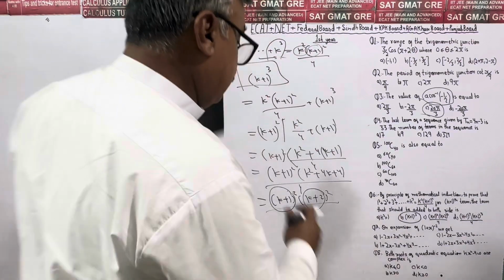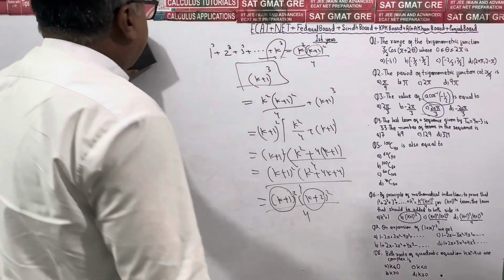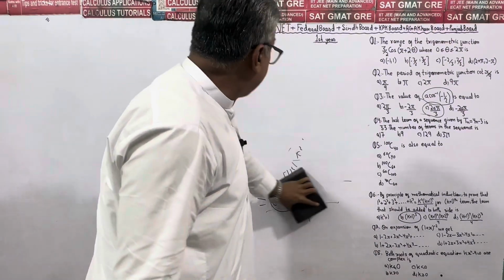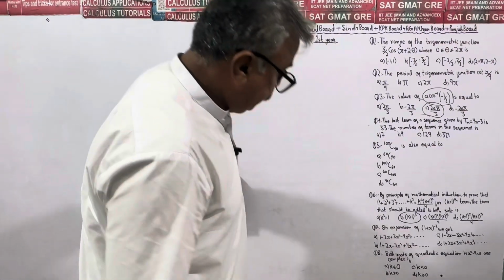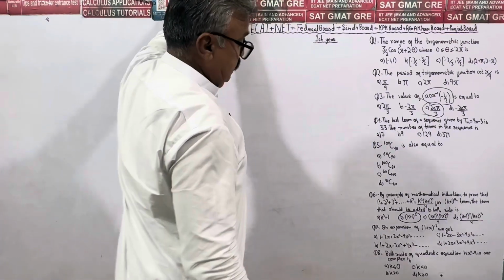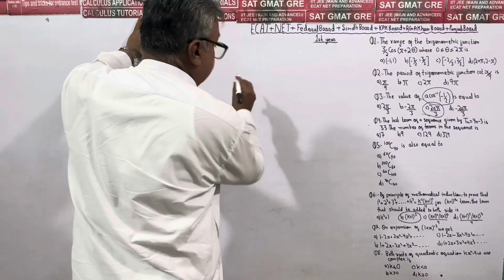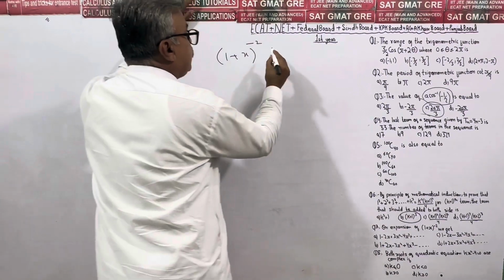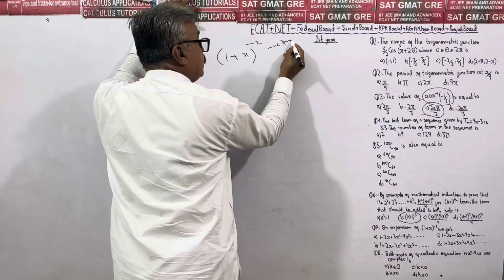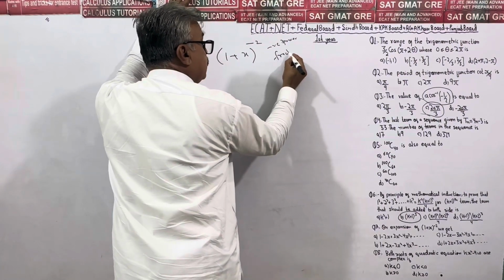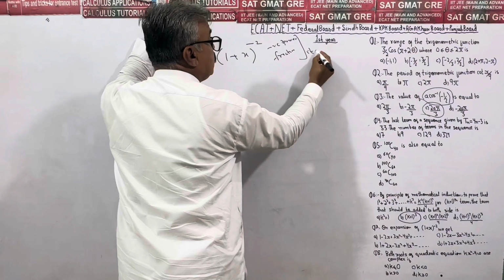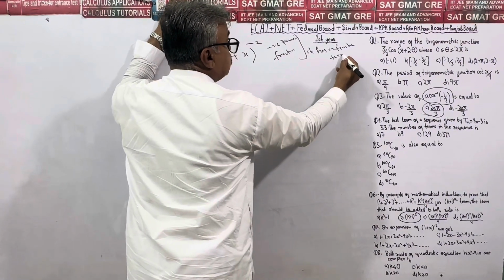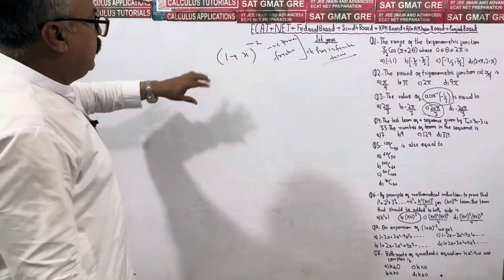Okay, moving towards the next question, that is (1 plus x) raised to minus 2. Expand this, open this up. Binomial expansion when the power is negative or a fraction. Let's see question number 7. (1 plus x) raised to minus 2. When it has negative power or fraction power, it has infinite terms. How to open this up?